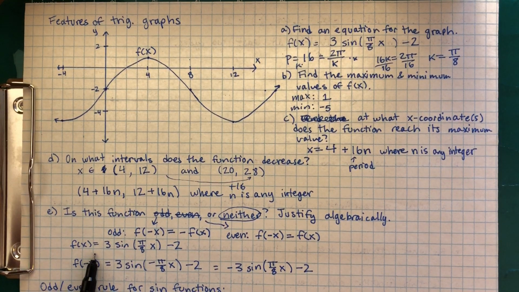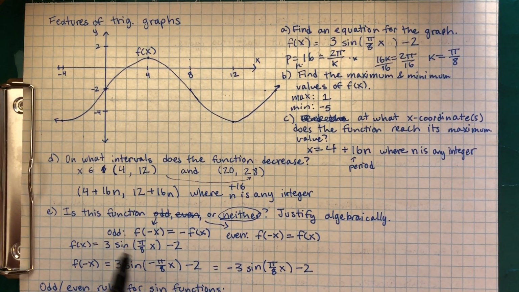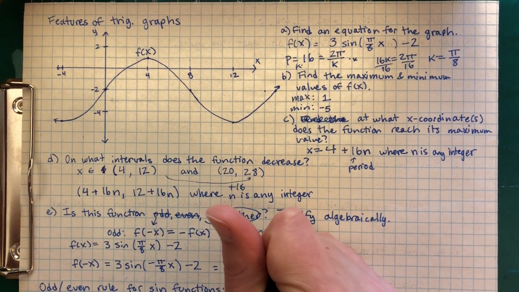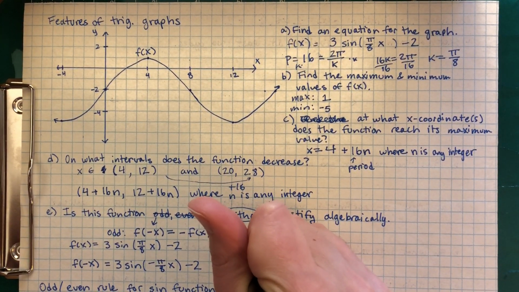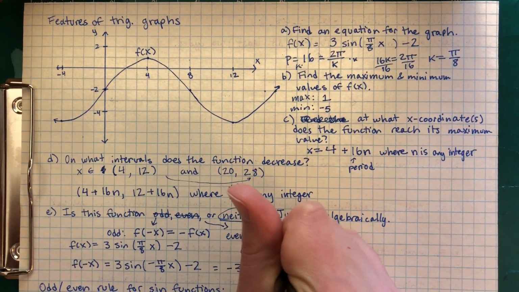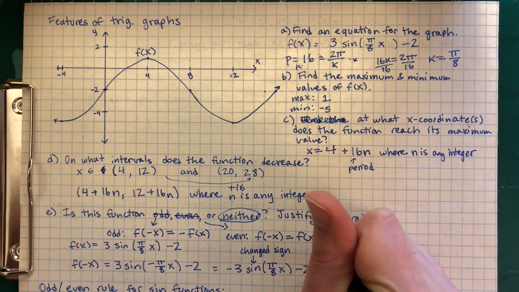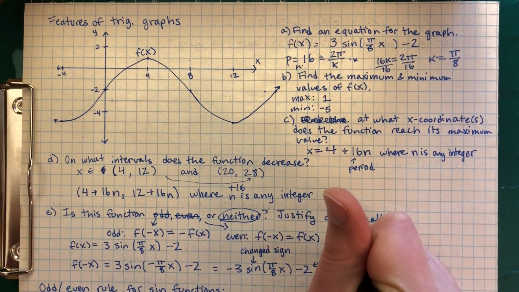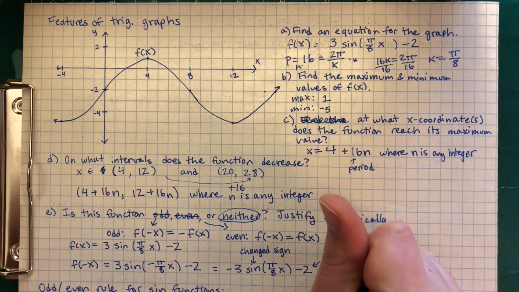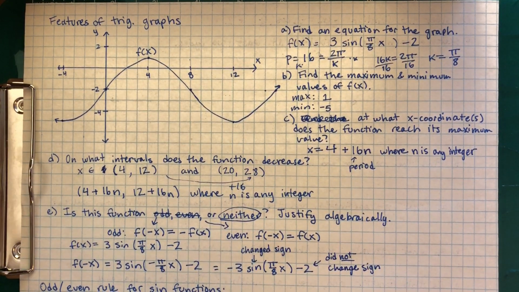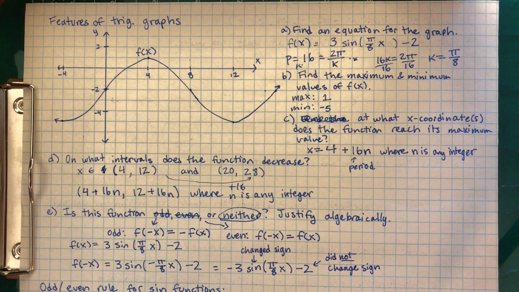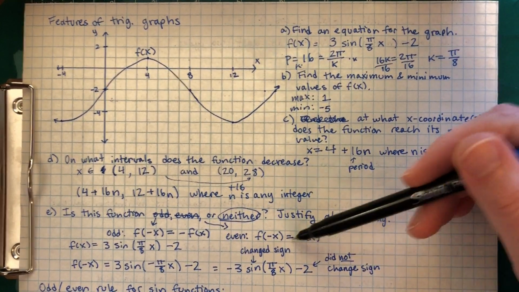So if we compare f of x and f of negative x, this sine part has a negative sign in front. This subtracting 2 has not changed sign. So this changed sign, and this part did not change sign. If everything does not change sign, then it's even. If everything changes sign, then it's odd. And if some do and some don't, then it's neither.